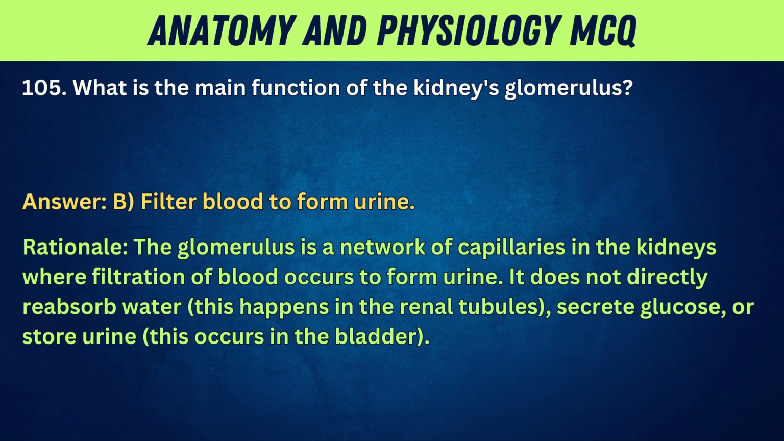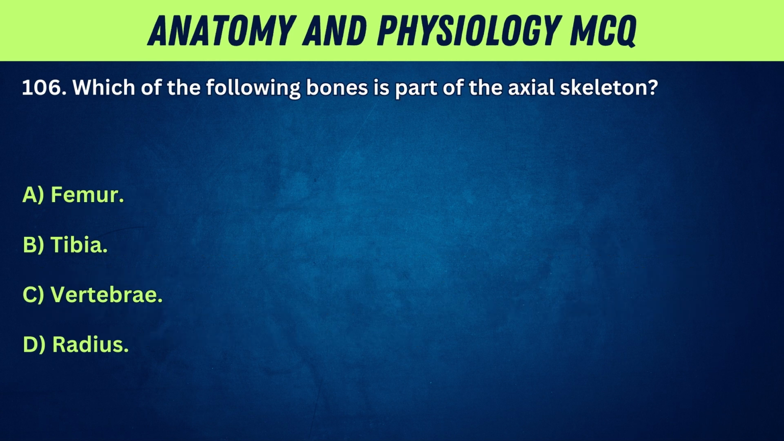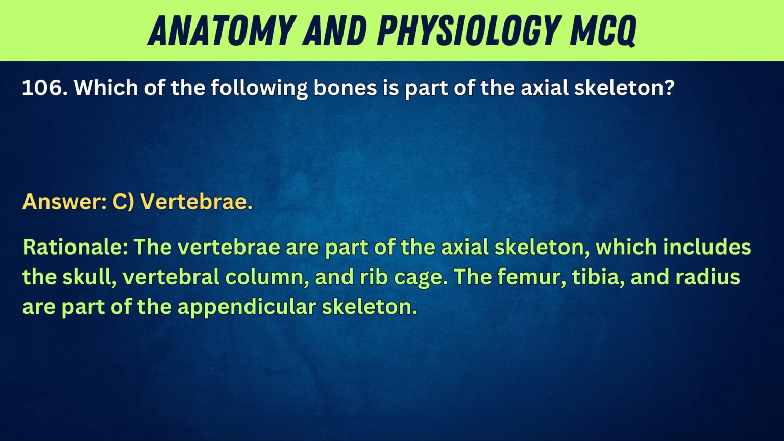This occurs in the bladder. 106. Which of the following bones is part of the axial skeleton? A. Femur. B. Tibia. C. Vertebrae. D. Radius. Answer: C. Vertebrae. Rationale: the vertebrae are part of the axial skeleton, which includes the skull, vertebral column, and rib cage. The femur, tibia, and radius are part of the appendicular skeleton.